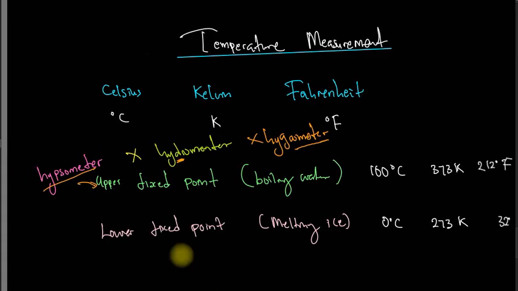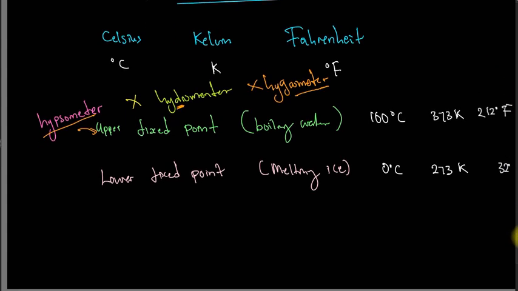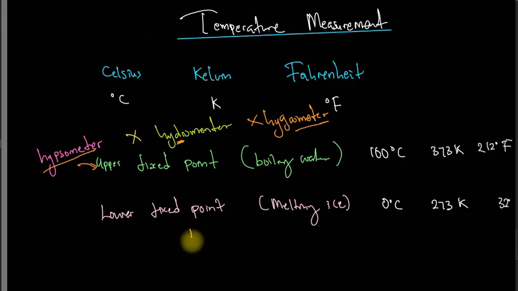Then lower fixed points. What do we use to measure lower fixed points? A thermometer in a glass with ice shavings. There may be a specific name, but for the scope of this lesson, just know that it's a thermometer in a funnel-shaped glass with ice shavings. So the ice is allowed to melt, and then the reading is taken from the thermometer. That's how you measure lower fixed point. Okay.